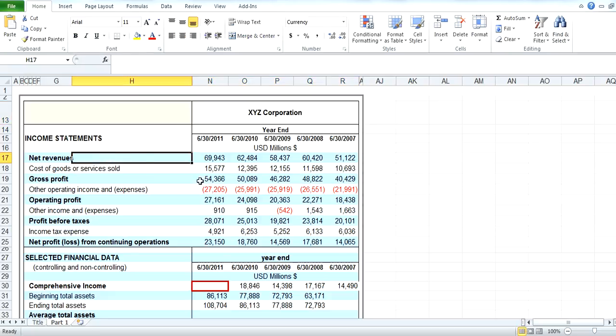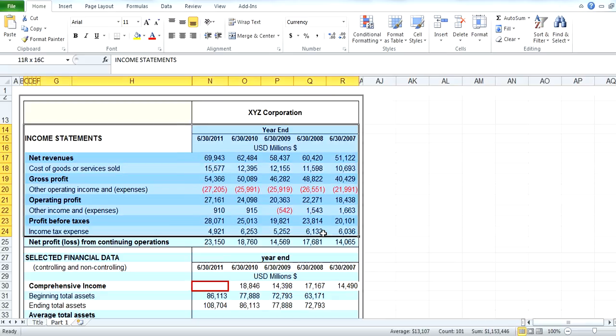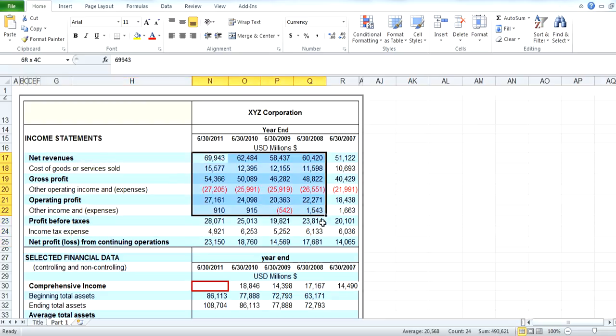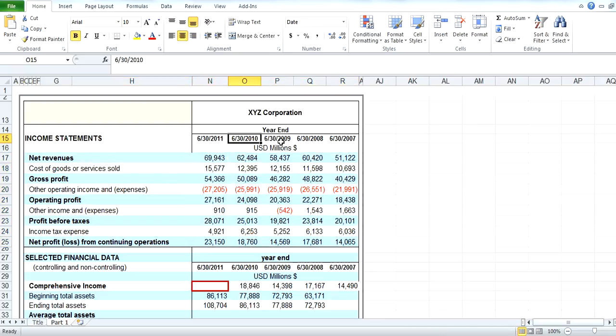So in this particular example, this is the income statement information right over here. Revenues, cost of goods sold, gross profit, other operating income, your total operating profit, income and expenses, profit before taxes, net profit or loss from continuing operations. Okay, your standard income statement format, and your dollars, and then we have periods. Here we have 5 years. You don't necessarily need 5 years, but that's what we have.